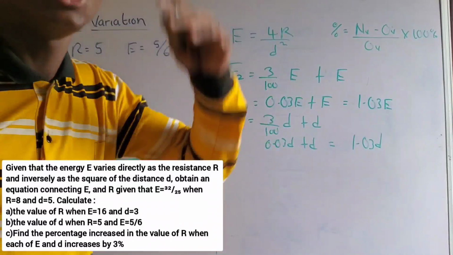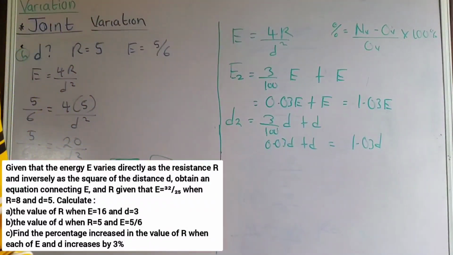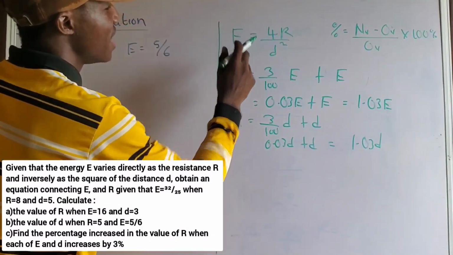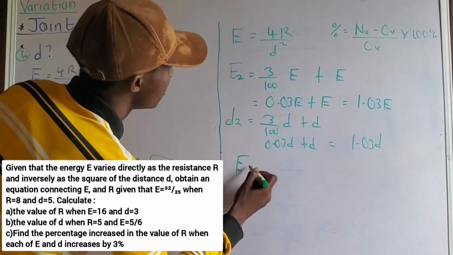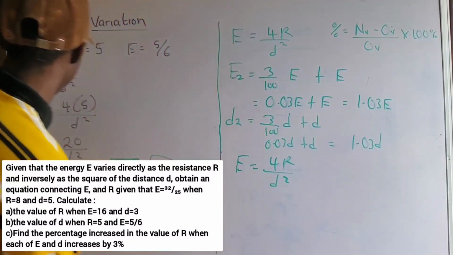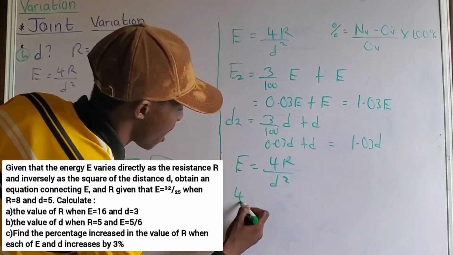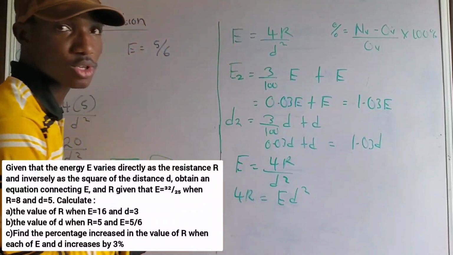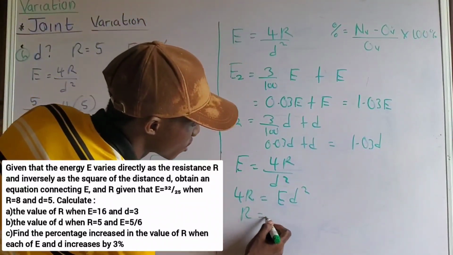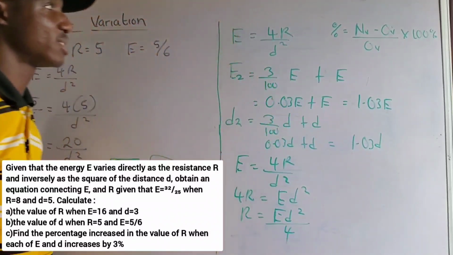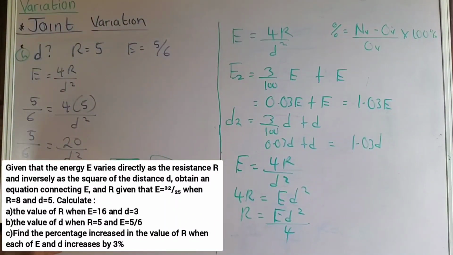Now, we want to look for the new value of r, so that we can calculate the percentage increase of r. Okay, let's proceed. Make r the subject of the formula here. I'm going to have e equals 4r all over d squared. So 4r equals e d squared, because we are going to take the cross product. So r equals e d squared all over 4. Okay, that is the value of r.